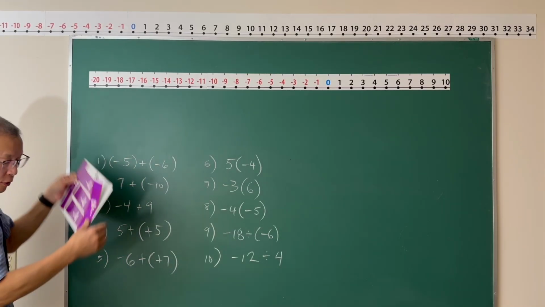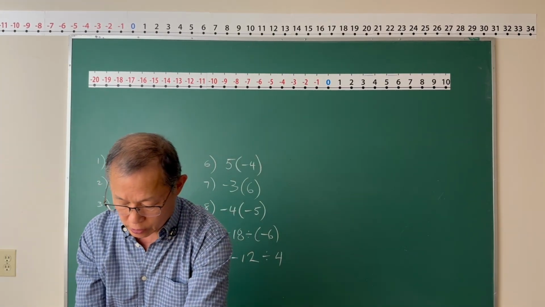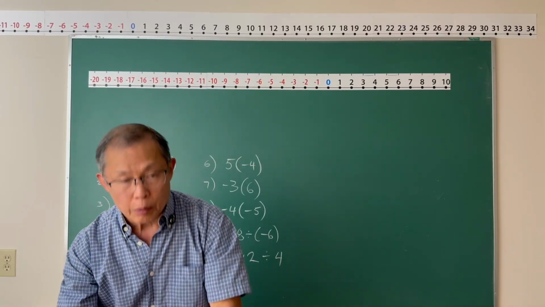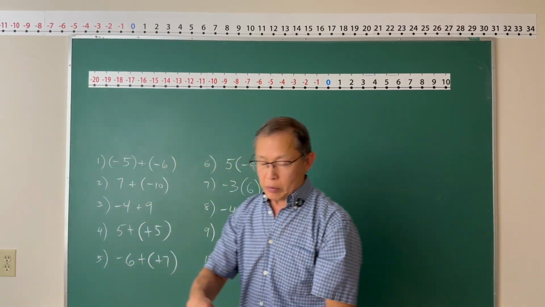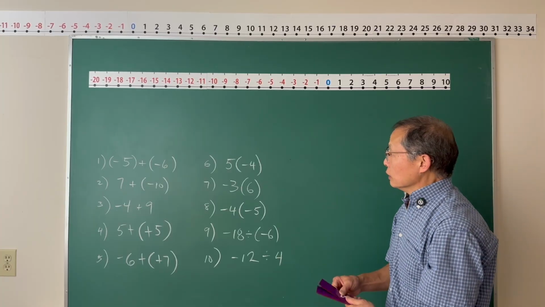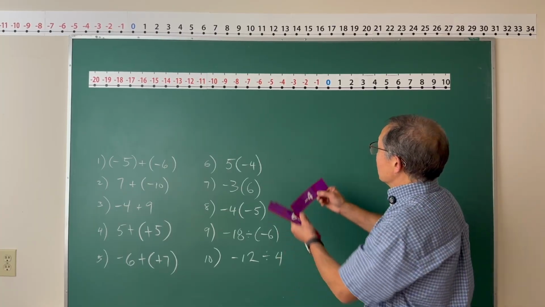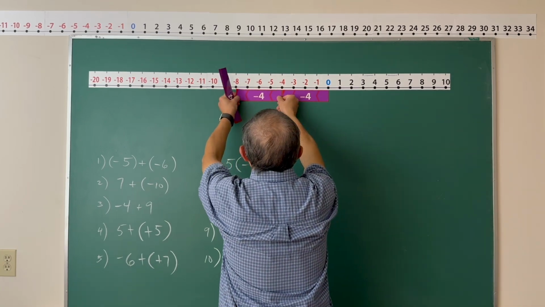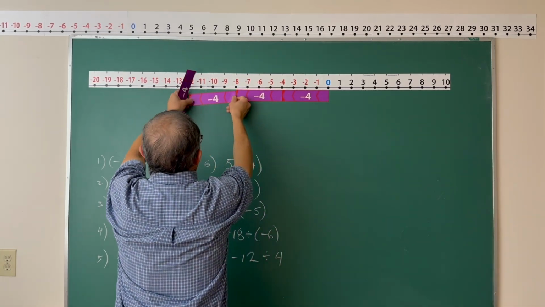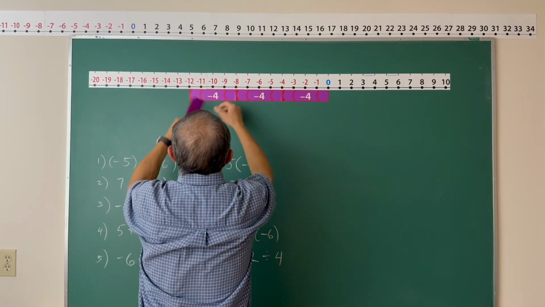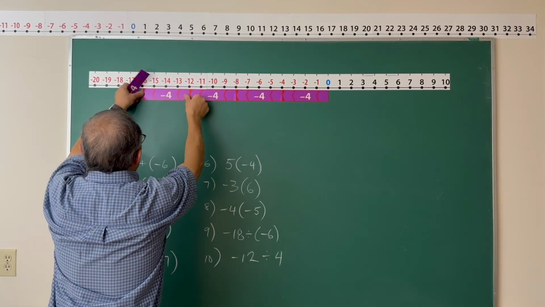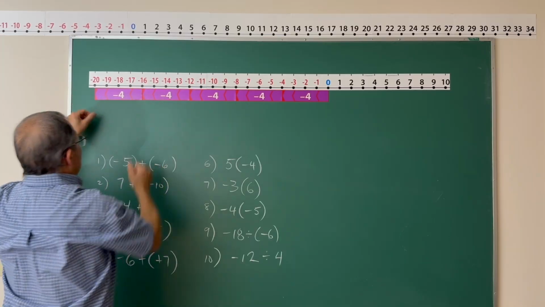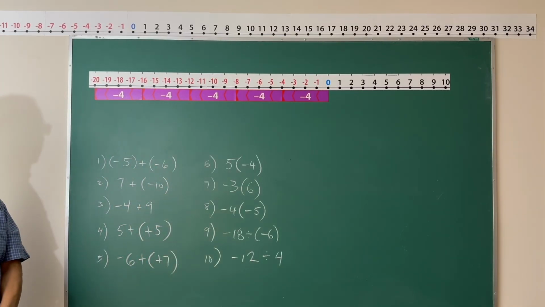However, I would prefer to not use the integer basket and just use the number strips directly, because again, there's no translation needed. 5 times -4 means simply I'm counting 5 -4s, and they can see that we land at -20.